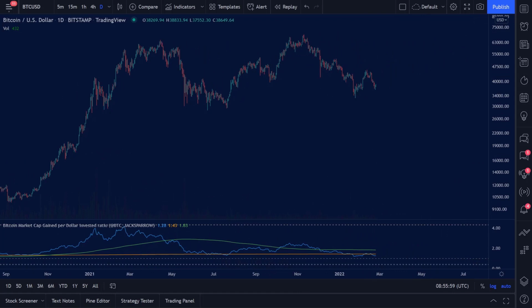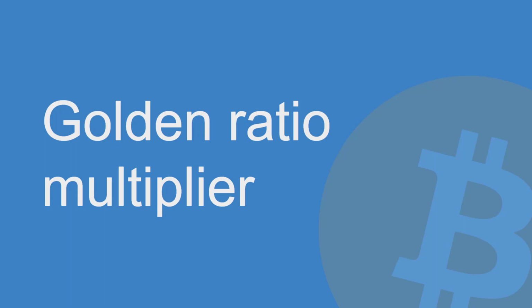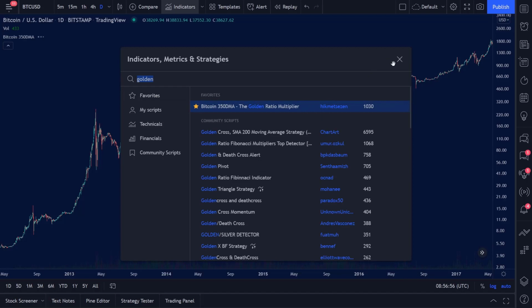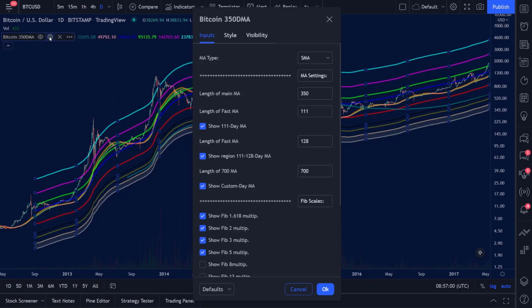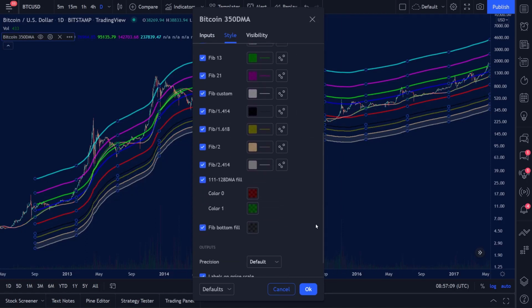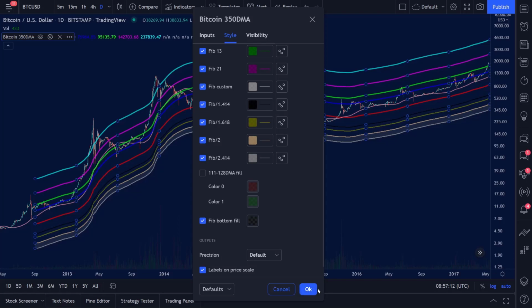Now the last two indicators of this video are more helpful to find boundaries or support and resistance. The golden ratio multiplier uses the 350-day moving average as the base for the other trend lines. The original author uses this moving average to determine if there's a bull or a bear market. You may recognize this moving average because it's also used in the Pi cycle top indicator.